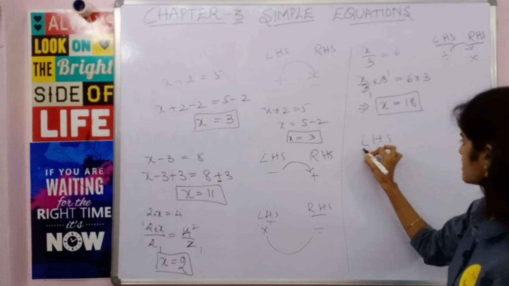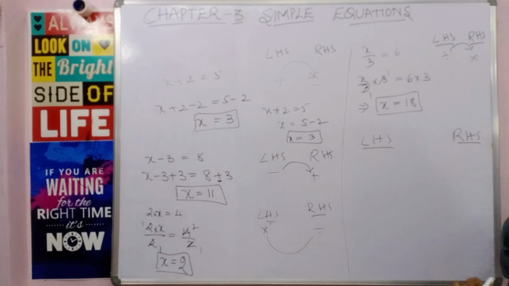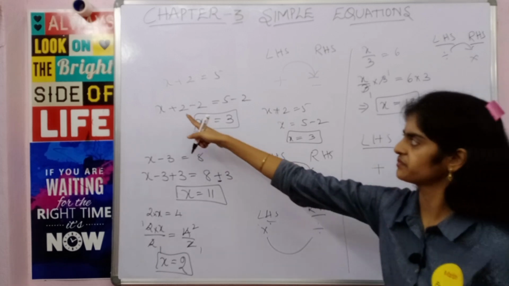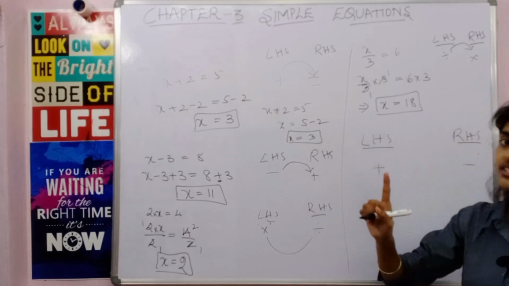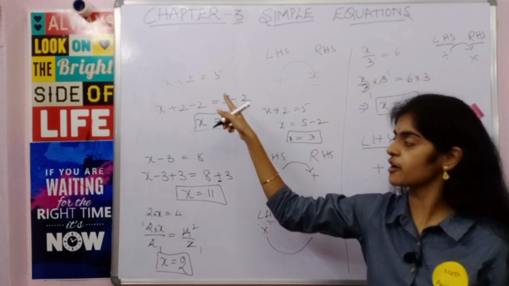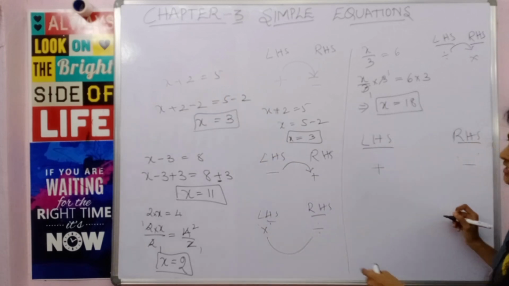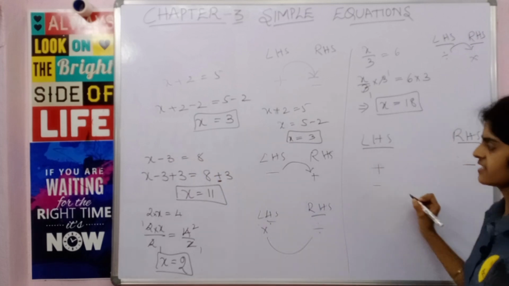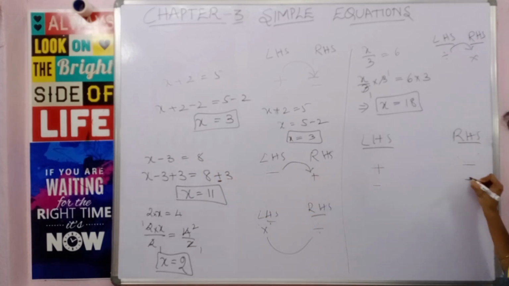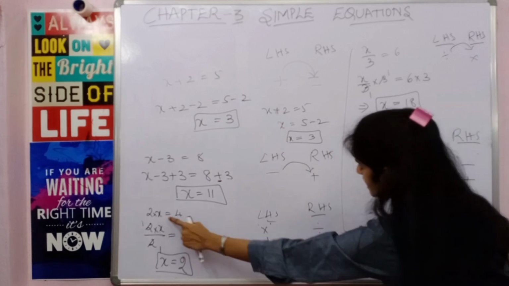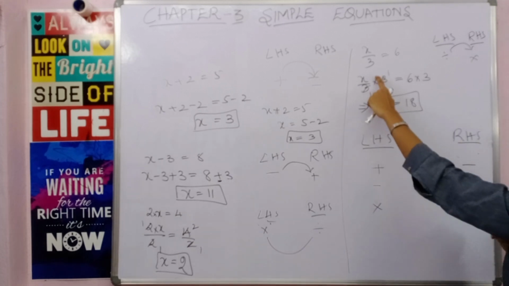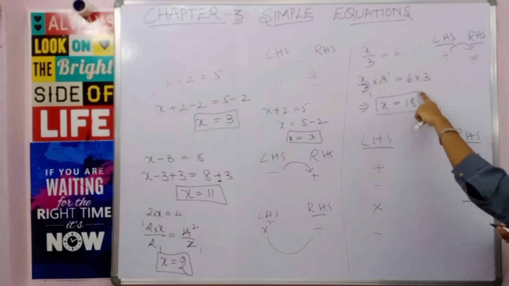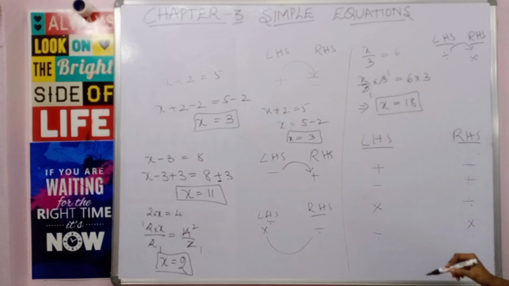So let us generalize now. This is LHS, this is RHS. If in LHS you have a plus term, when you transpose it to RHS you get a minus term. The value doesn't change. Plus 2 becomes minus 2, plus 3 becomes minus 3. If you have minus in LHS, transposing it to RHS you get plus. Multiplication in LHS becomes division in RHS. Division in LHS becomes multiplication in RHS. Using this we can solve the equations now.